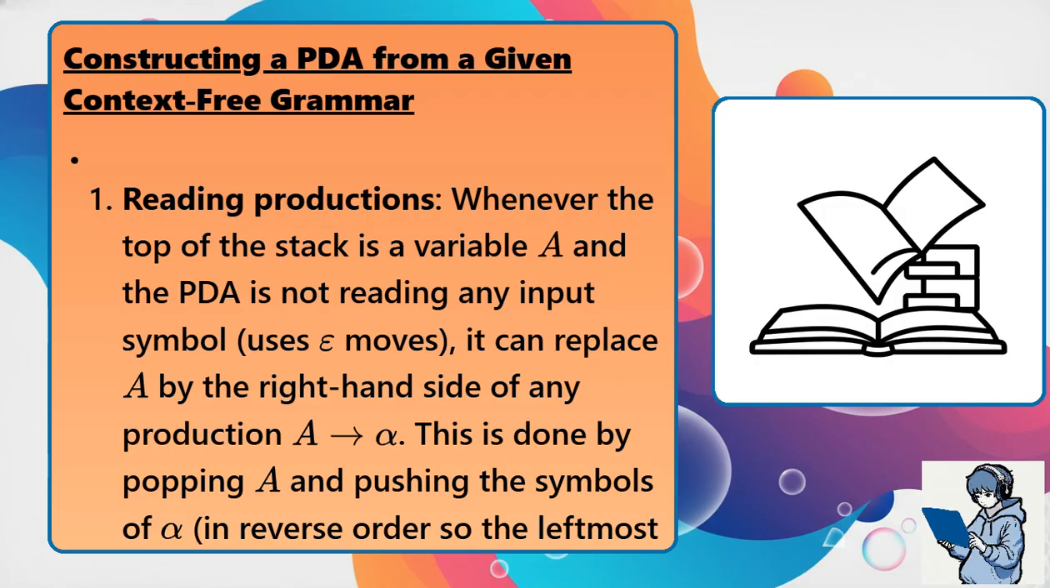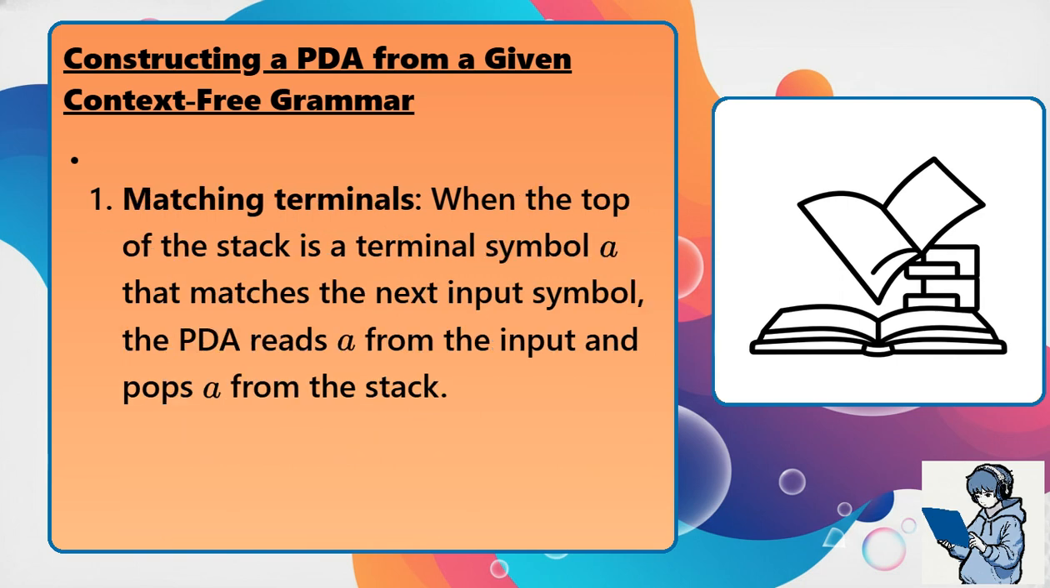2. Reading productions. Whenever the top of the stack is a variable A and the PDA is not reading any input symbol, using epsilon moves, it can replace A by the right-hand side of any production A → α. This is done by popping A and pushing the symbols of α in reverse order so the leftmost appears on top. 3. Matching terminals.